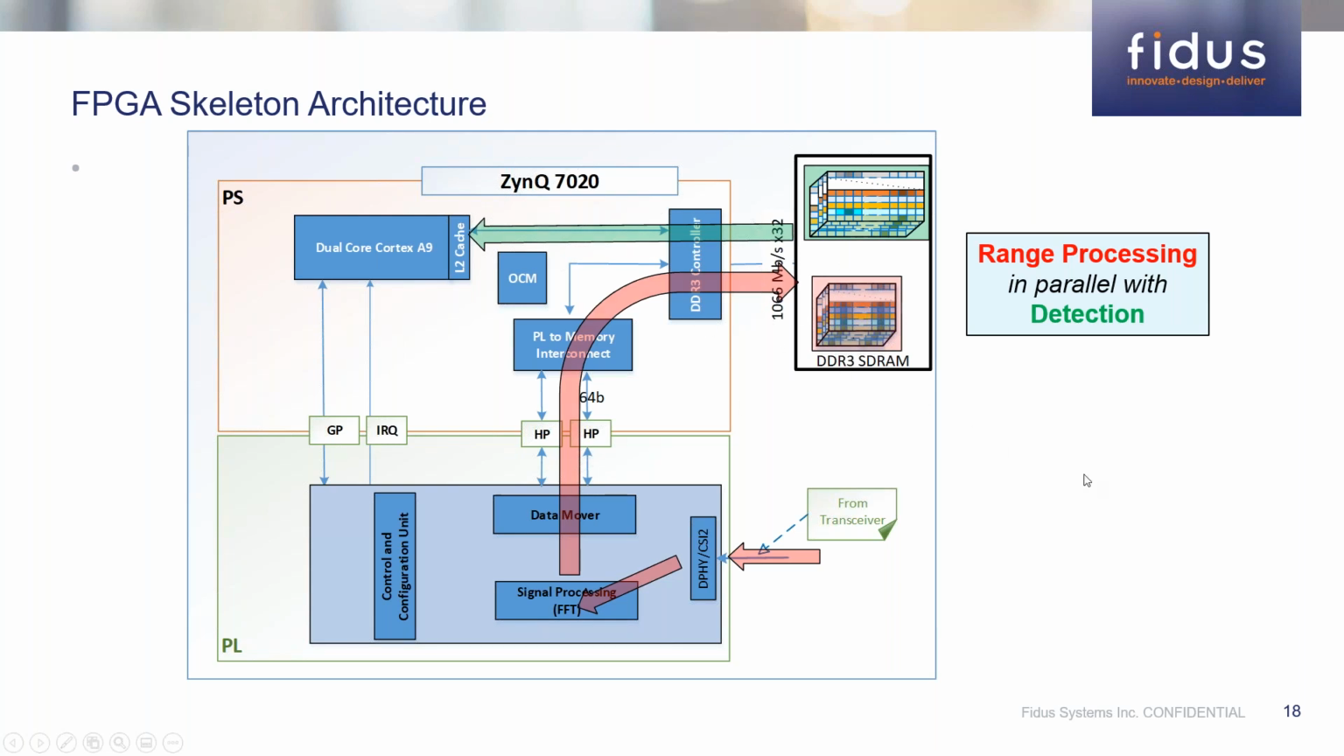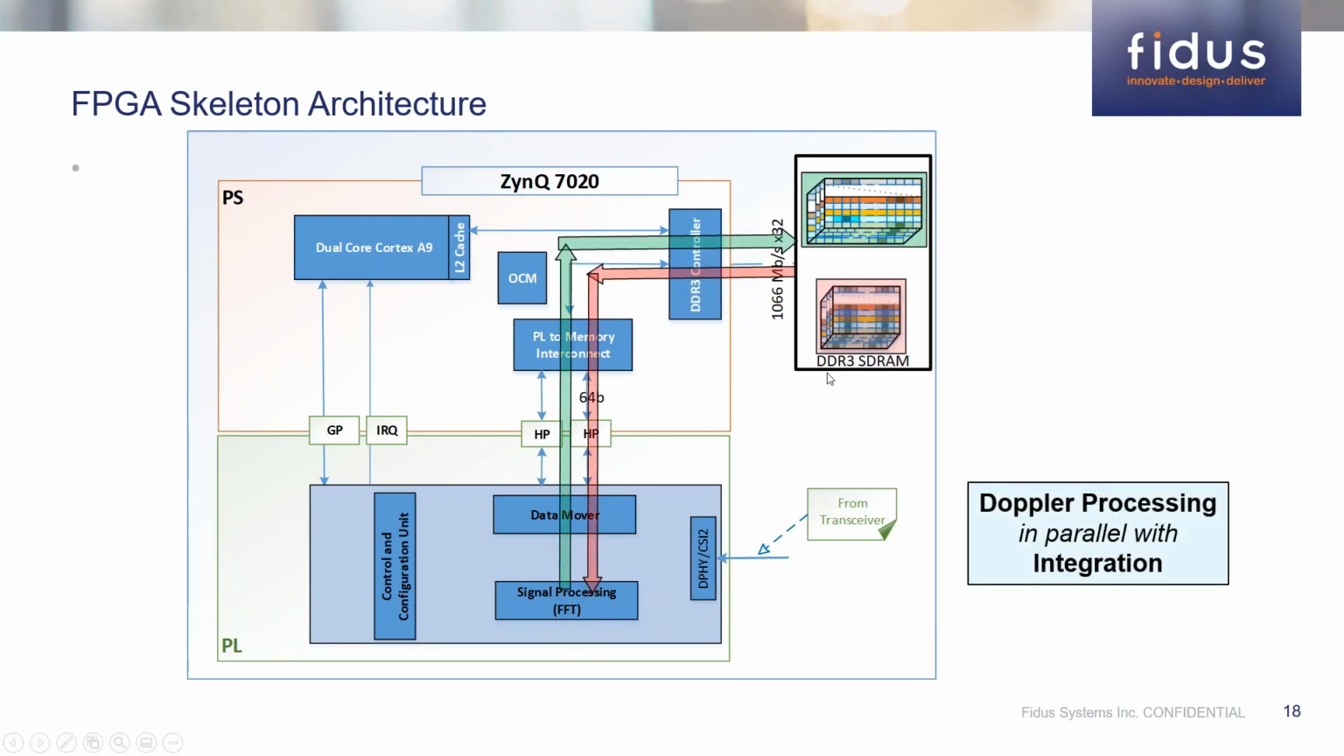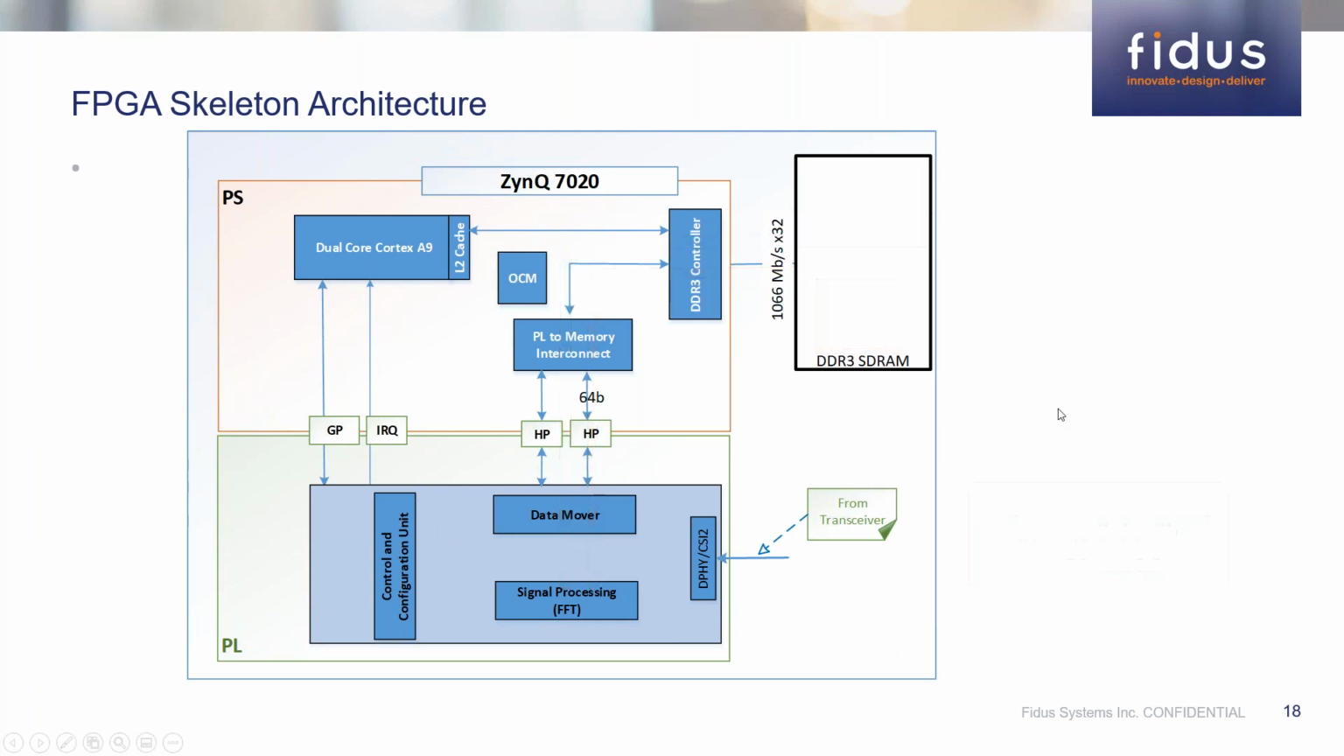DDR SDRAM bandwidth. The second step, which is Doppler processing, I'm showing here. In Doppler processing, we are going to read the range cube, do the FFT, and store it again inside the DDR. So it consists of a read and a write from the DDR. And in parallel, we are doing integration. At the end, we are going to store the required list of the integration in the OCM. Note that this OCM is 256 kilobytes, so it's large enough to fit the list.